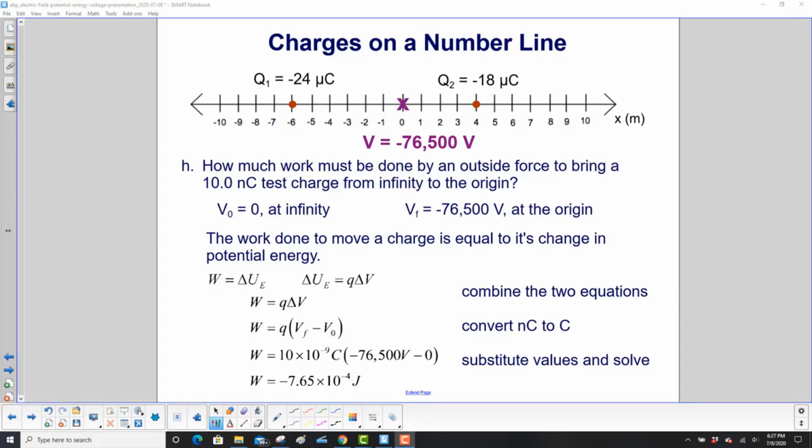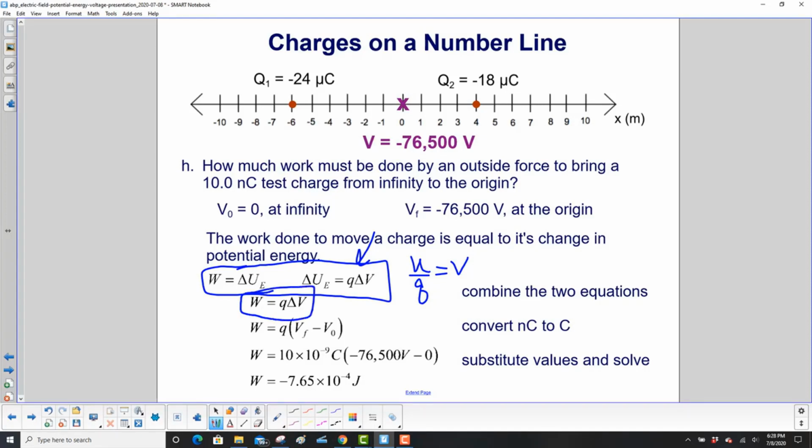The work done to move a charge is equal to its change in potential energy. So work is a change in potential energy. And what's potential energy? Well, that's Q delta V, very handy equation. And it just comes from the definition of potential energy and voltage, right? Because potential energy divided by Q is equal to voltage. So delta U is Q delta V. So work done is Q delta V.